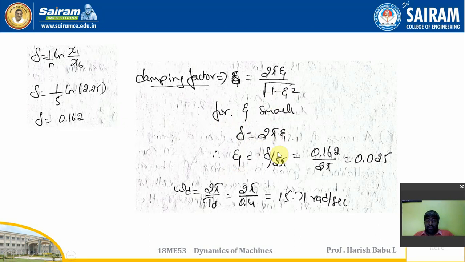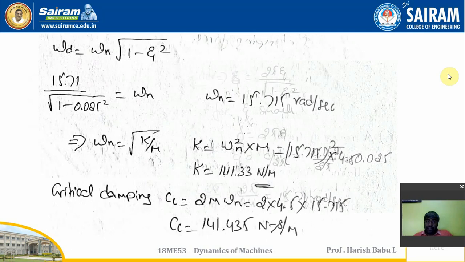So zeta will be equal to delta by 2 pi. So I'm going to get zeta as 0.025. Since it is less than 1, it is an underdamped system. So omega d is equal to 2 pi divided by Td. Td is nothing but 0.4, which you already calculated. So omega d I'm going to get as 15.71 radians per second.